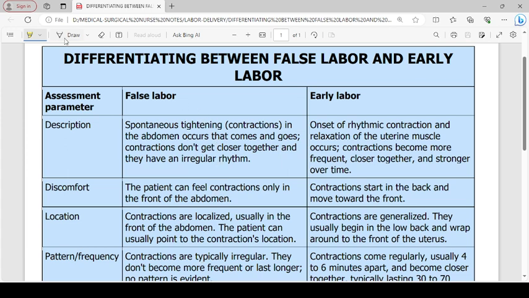So in terms of the description, we are saying that false labor or pre-labor contractions are spontaneous tightening in the abdomen that comes and goes. Contractions don't get closer together and they have an irregular pattern. Compared to early labor, where there is onset of rhythmic contraction and relaxation of uterine muscle, contractions become more frequent, closer together, and stronger over time.